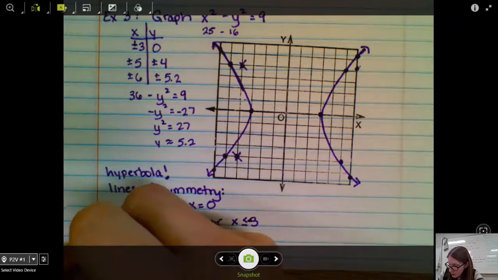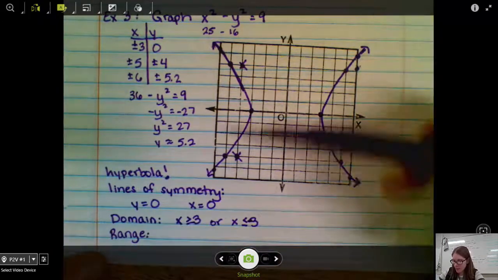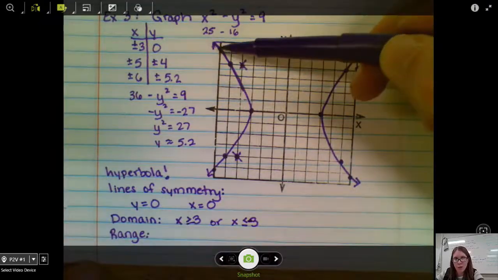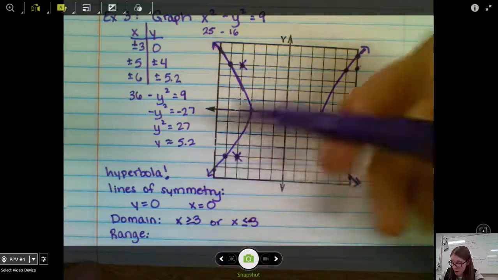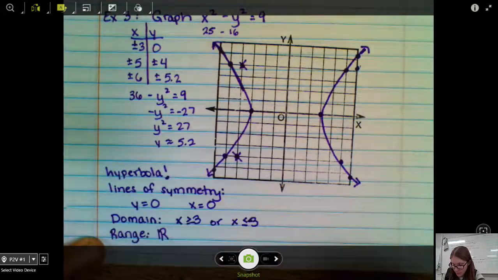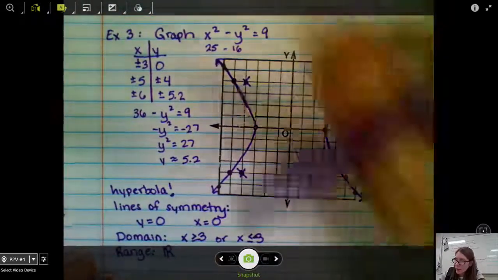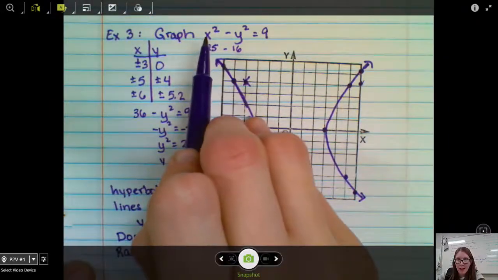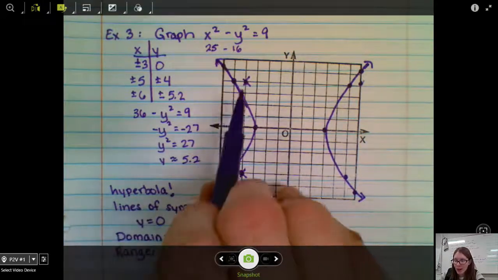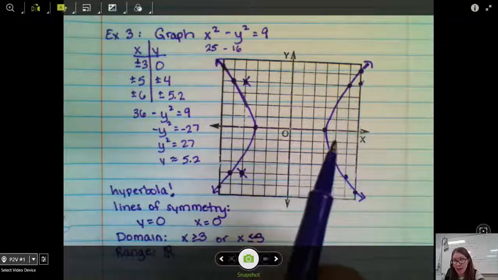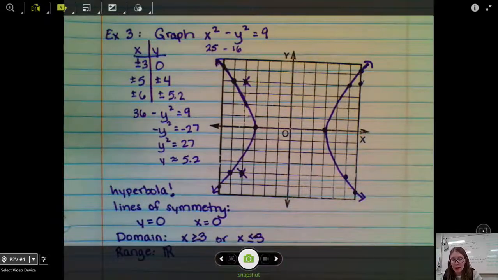Our range is a little different than our ellipse also, because our y values, well, they're going to keep going up and they're going to keep going down forever. So our range is all real numbers. All right. Again, looking back at our equation, we end up with a hyperbola if we have x squared minus y squared. Or we'll see a little bit later in our chapter, we could have y squared minus x squared. The big difference with our equation is we have to have the subtraction in between. And that gives us a hyperbola.